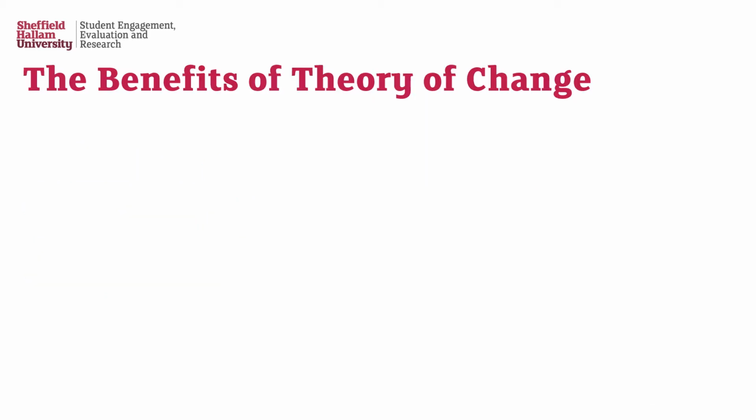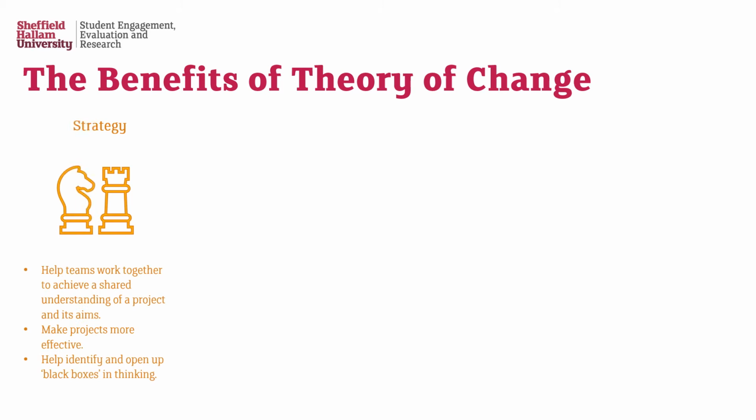Having a theory of change in place has many benefits. Not only does it provide a clear plan for your project, but also helps organizations meet their strategic aims through providing a shared understanding of those aims and objectives amongst teams. It also helps improve effectiveness and identify any hidden challenges.